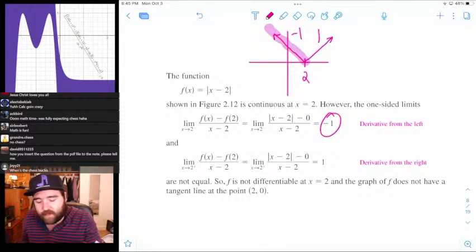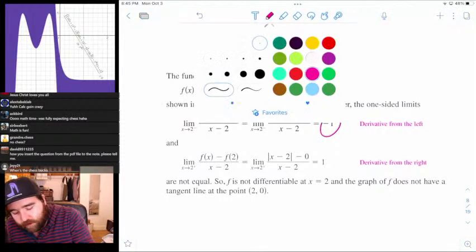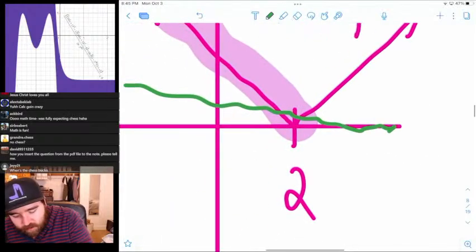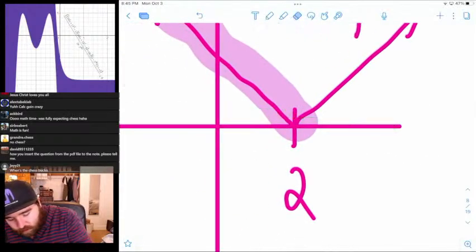And that's exactly what's happening with this graph. You can draw a tangent line like there. And see, it's still sort of tangent. Tangent's just like crossing through one point.